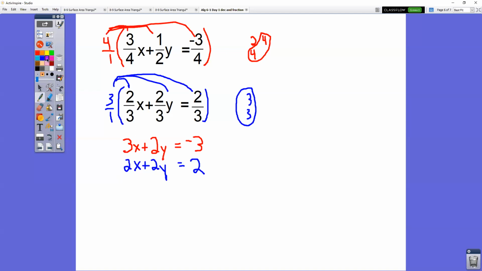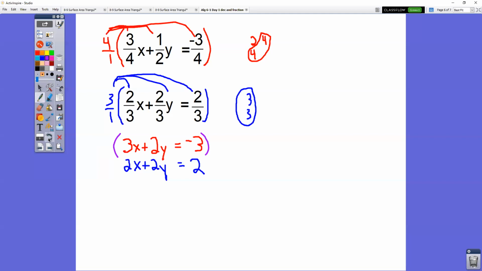So when I take a look at this, I see a 2y and a 2y. I think that's really easy to make opposites with because all that you would have to do is multiply either the top equation or the bottom equation, it doesn't matter. Multiply by -1 because then I'd end up with a -2 and a +2.